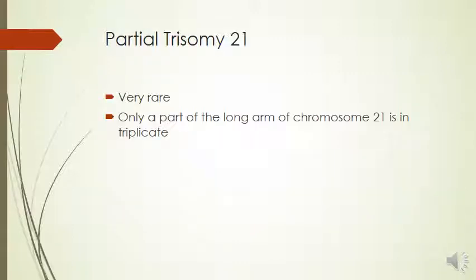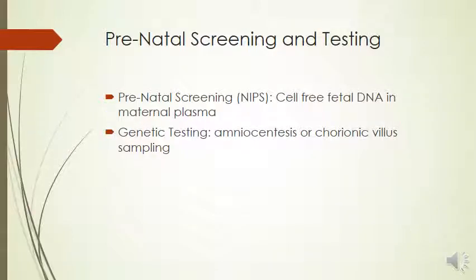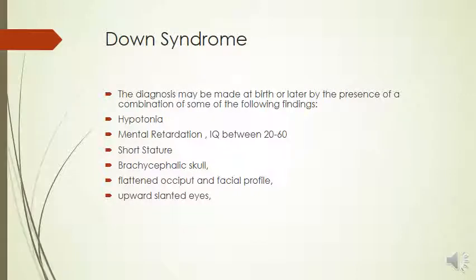A partial trisomy 21 is very rare, and it's where you only have a part of the long arm of the chromosome 21 that is in triplicate. For prenatal screening and testing, the prenatal screening NIPS utilizes cell-free fetal DNA in maternal plasma. And genetic testing, as we talked about last week, you have the direct method where you would do the amniocentesis or chorionic villus sampling.